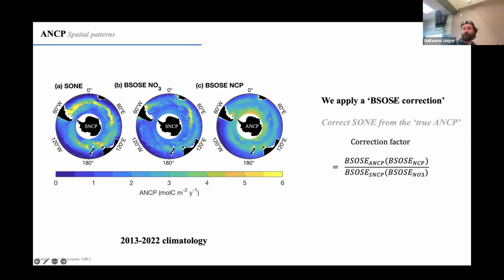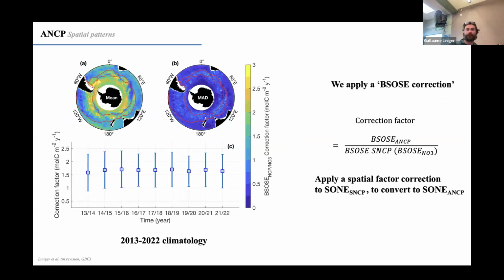And so to try to correct for this, we apply what we call the BGC factor. So we correct SONY from the true ANCP by basically getting the BGC ANCP, which is panel C, calculated from the BGC NCP, divided by the BGC SNCP, which is panel B, calculated from the BGC nitrate drawdown. And so we do that for the 9 years of data, end up with a climatological correction factor, which is highlighted here. So first of all, if we just focus on the temporal changes, which is the panel C, we see that this correction factor is very consistent throughout time, which is about 1.6 mole of carbon per meter square per year. But one of the key things is the difference in spatial distribution.